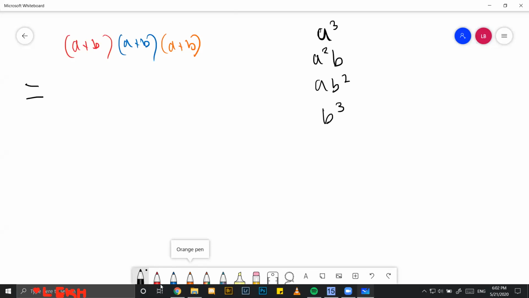Because when you're multiplying these binomials together, essentially you can choose either of these components and then multiply it by everything else, and you can choose for each of them. So you can choose an a or a b from here, an a or a b from here, an a or a b from here.